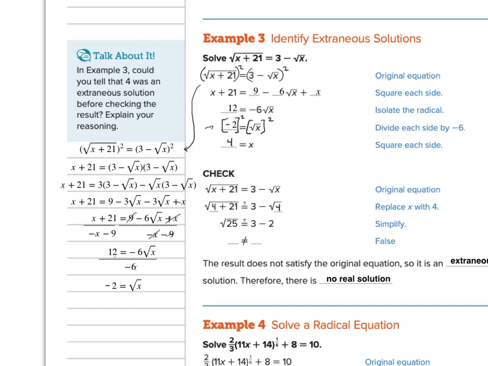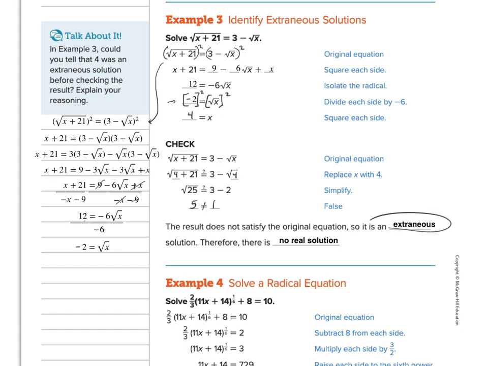So we have the square root of 25. Is that equal to 3 minus 2? And it is not. That would be 1. That would be 5. So that is called an extraneous solution. Once we go back in and check it, it actually does not work. Okay? So that's why we want to make sure, when we are dealing with squaring and radicals, that we definitely check our answers.